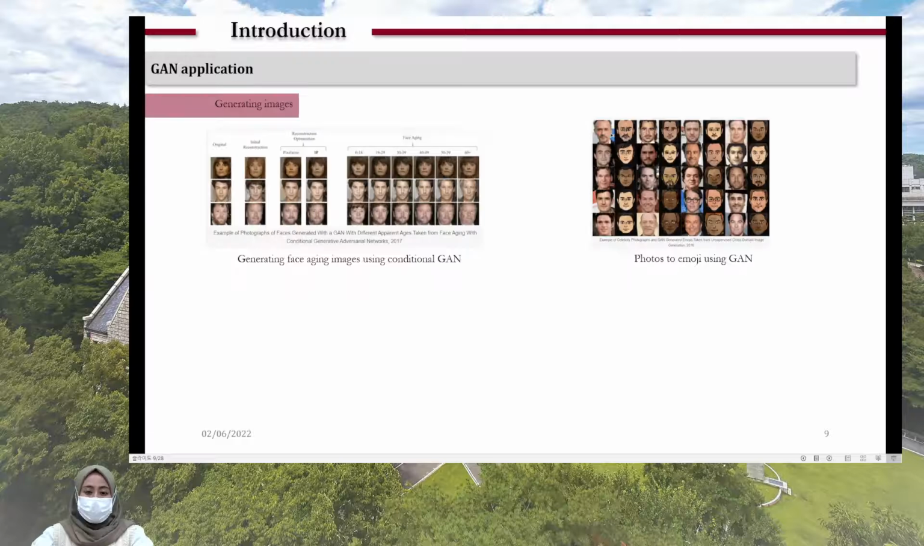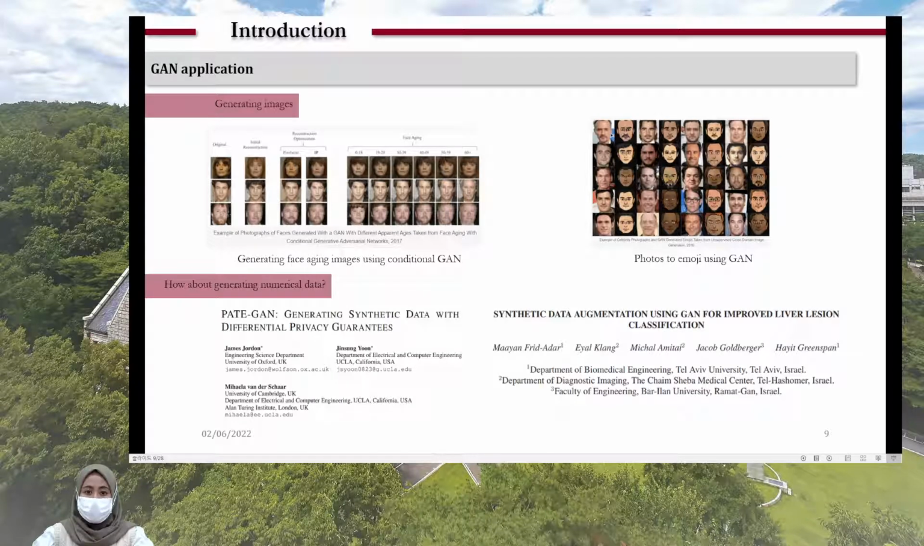What are the examples of the application of GAN? GAN is mostly used for the generation of images. Further, with some improvement of the general GAN model, for example, we can generate face aging images using conditional GAN. Another example, GAN was also used to translate photos into emoji.